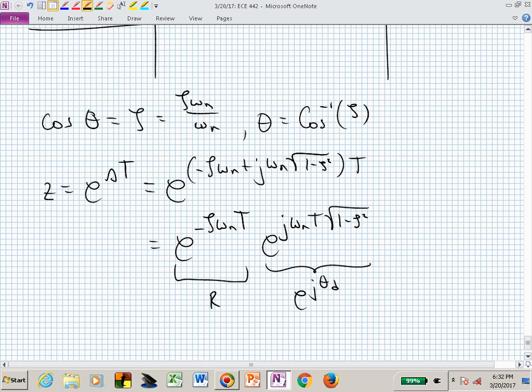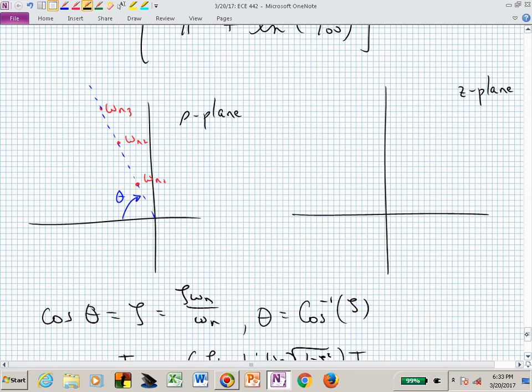And what do I want to do? I want to examine this parameterized form of z locations by fixing zeta. Zeta is fixed in the r, and it's fixed in the theta sub d expression. T, I'm assuming, is fixed. The only thing that I can adjust is omega sub n, the natural frequency, and that's why I've indicated 3 different natural frequencies in the s-plane.